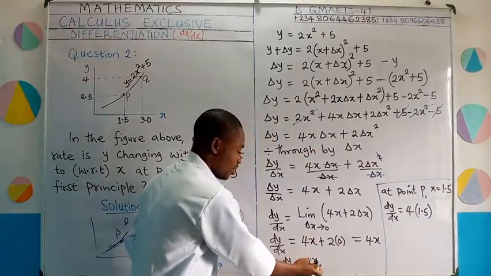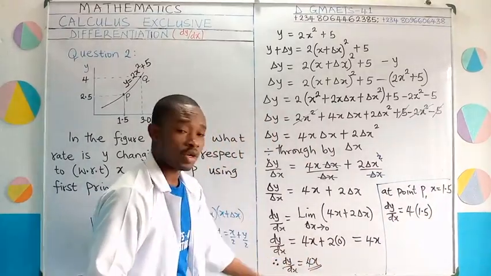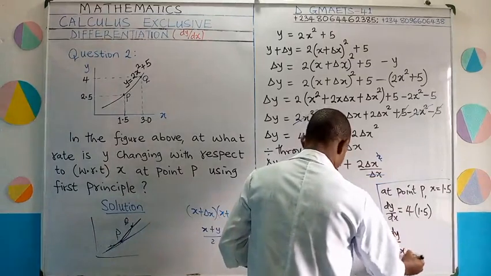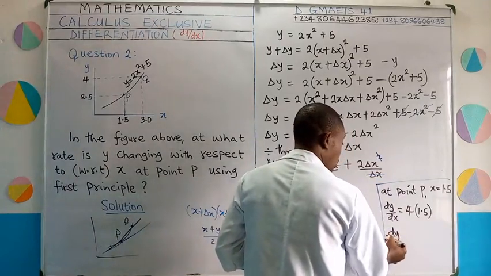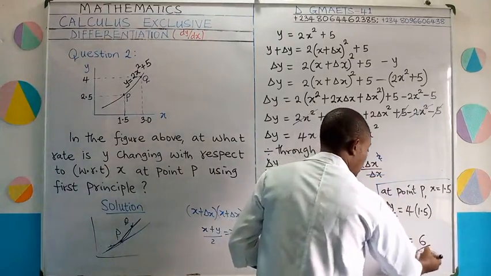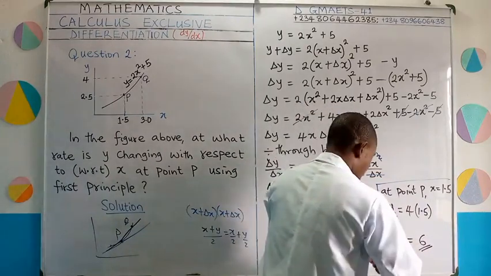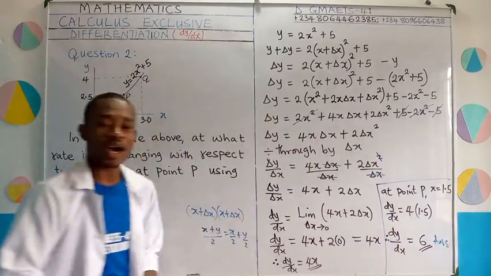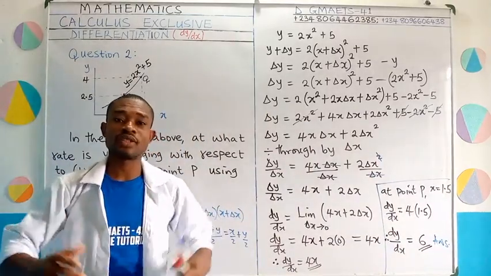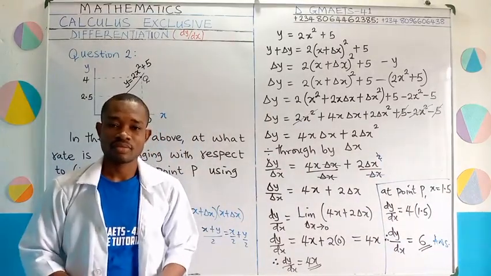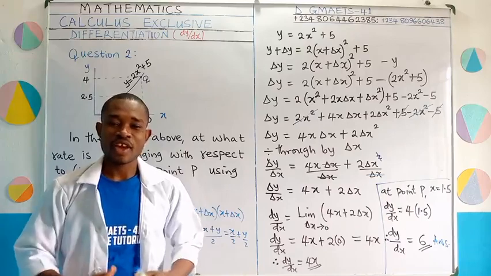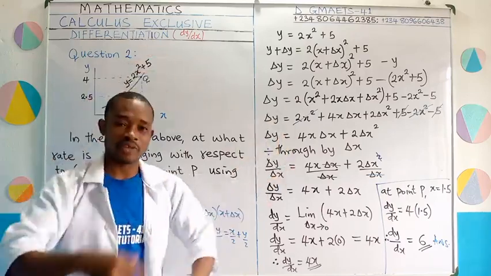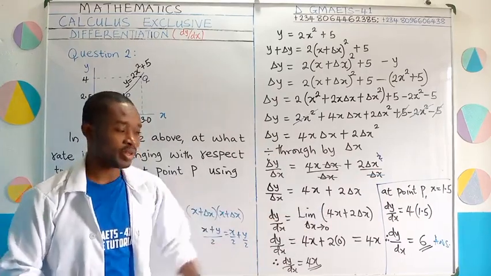Just substitute the value of x into this result you got for dy/dx. And then dy/dx will now be equal to 6. And this is our final answer. This is the rate at which y changes with respect to what? X. Is that clear? For every change in x, y will change 6 times as much. That is the implication.